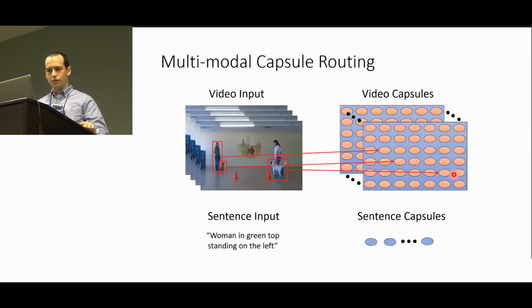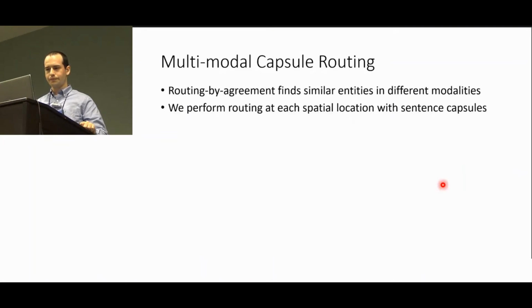Similarly, if we create sentence capsules, the different objects within the sentence would be represented in these capsules. So now we can use routing by agreement to find a similarity between these capsules and the capsules at these 3 positions.